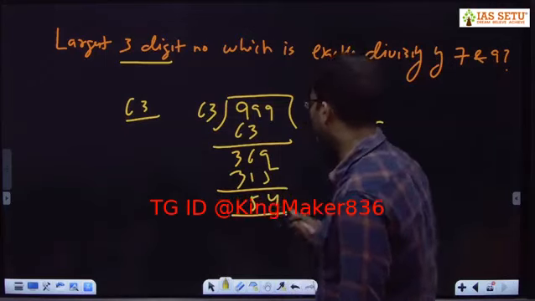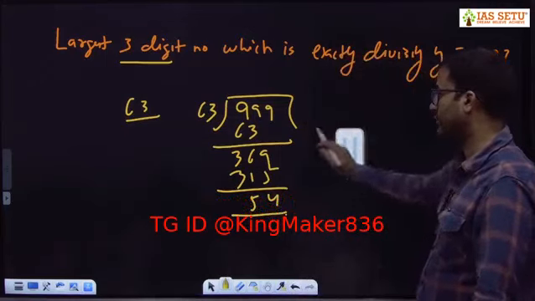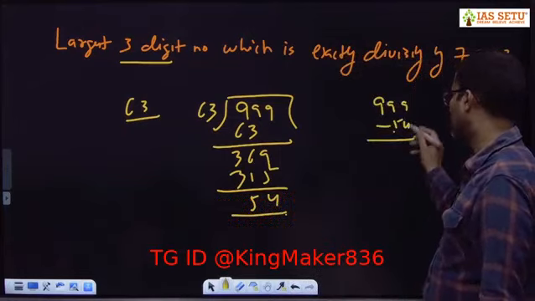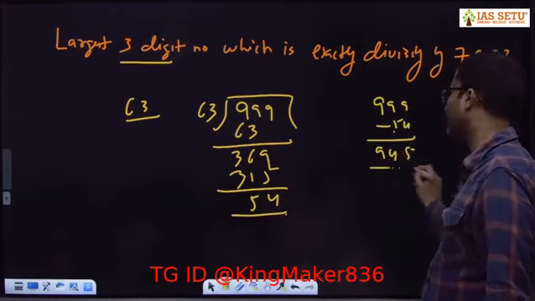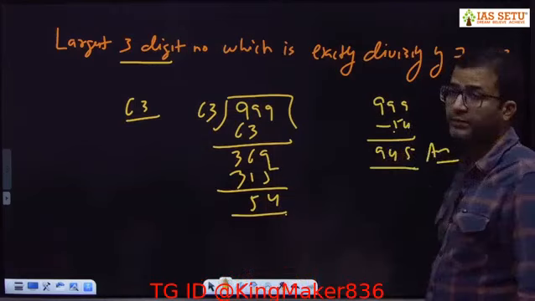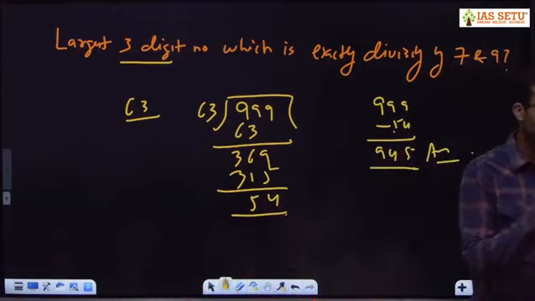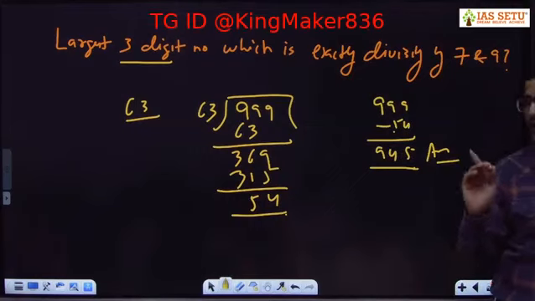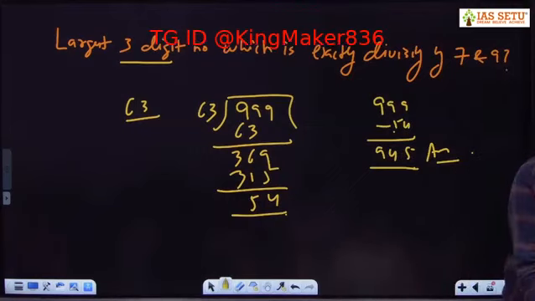So here you have 54 extra chocolate. So 999 minus 54, this is 945. So it means 945 is the largest 3-digit number which is exactly divisible by 7 and 9. Is it okay?